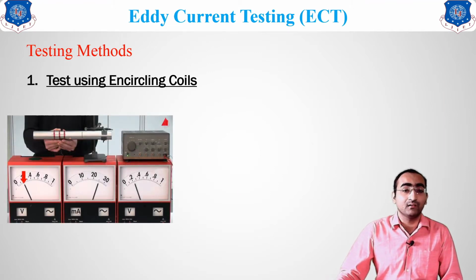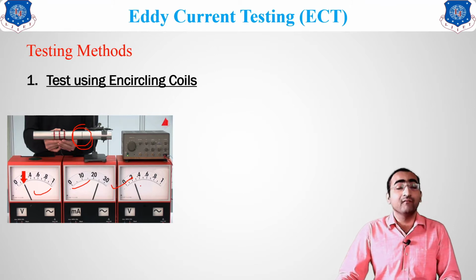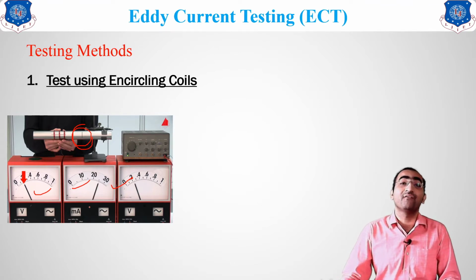So this is the setup. You can see there are 3 coils and 3 readings. But whenever this coil comes near a defect, there will be a change in the indication. Wherever you see a change in any of the 3 things, voltage or ampere, you can say that there is a defect inside the material. Why? Because there is a current leakage.